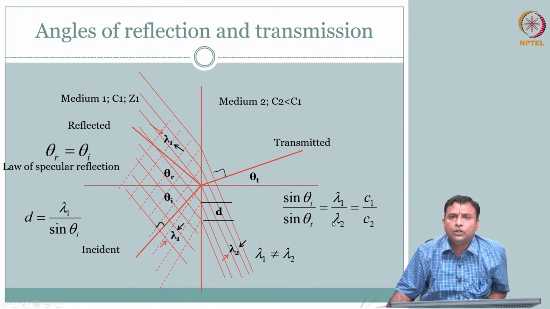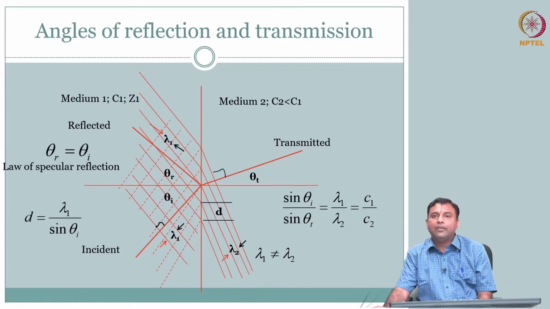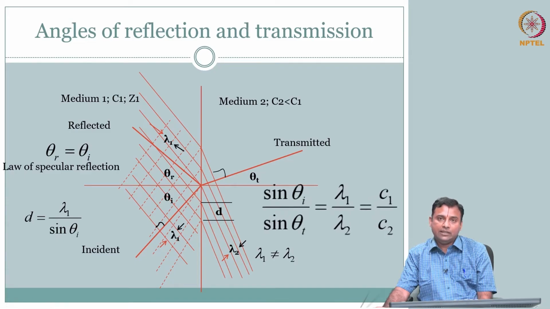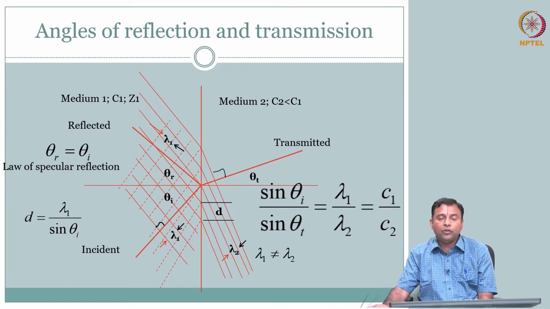This I am sure you would have seen. Where would you have seen this? Sin theta I by sin theta t is equal to C1 by C2, very similar to Snell's law in optics that you would have studied, same Snell's law. When you are reviewing Snell's law, you will also understand there is another important angle. What is it? Critical angle. Above the critical angle, what will happen? Everything will be reflected back, total reflection. The same concept holds good here as well.